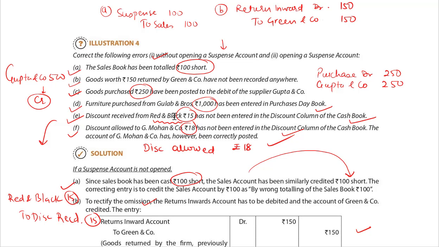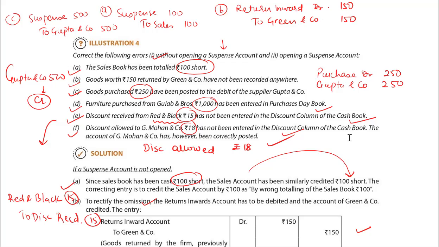Let's see the C point now, that goods purchased 250 have been posted to debit of Gupta and Company. So Gupta and Company needs to be credited now by double the amount over here. As you can just see, double the amount. So what we will do, A, B, C, I'm doing it over here. We will be crediting Gupta and Company 500, and in debit, what we will write? We will write suspense account.